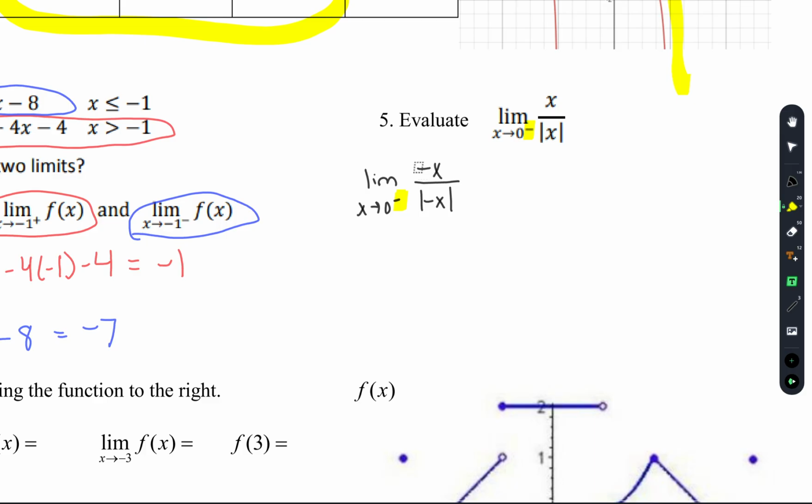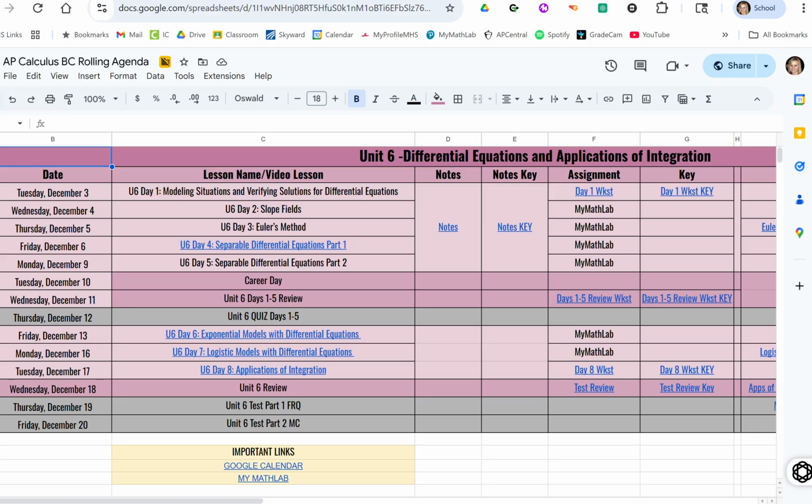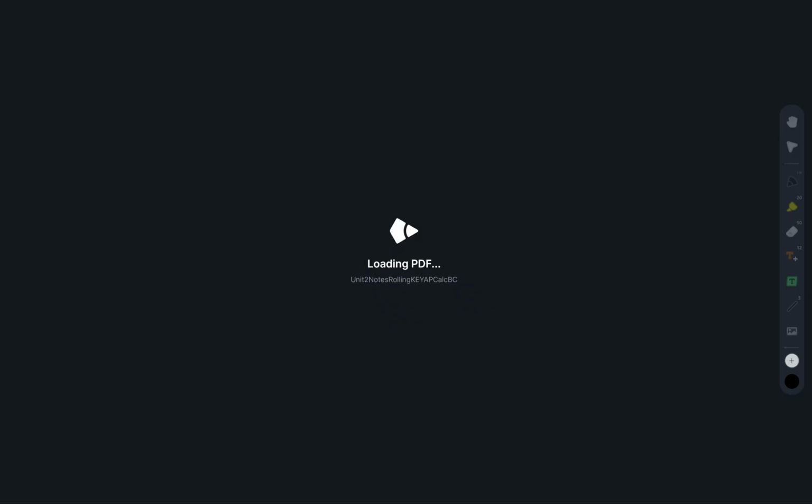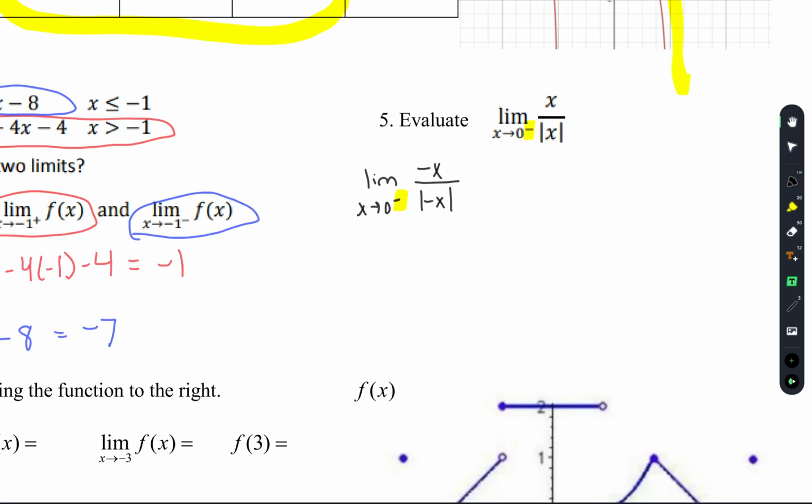So because it's the left of 0, come on. Oh my gosh, what is going on? It keeps closing. Oh, maybe I'll try. There we go. Okay, now I'm nervous with this.